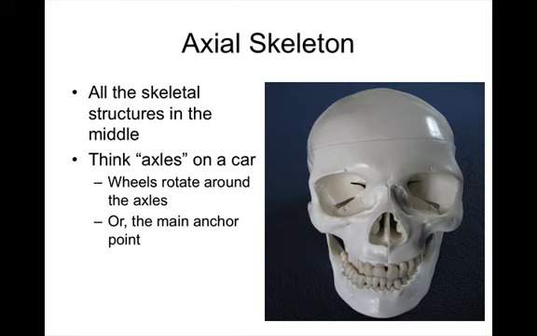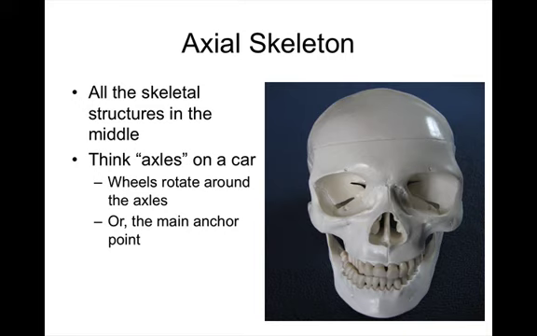Then the axial skeleton, these are all the skeletal structures in the middle or the central part of our body. So you might want to think of the axles on a car. The wheels rotate around the axles. And so the axial skeleton provides a way to anchor our limbs to the central part of the body, and then we can rotate, we can move based on this anchoring to the axial skeleton.